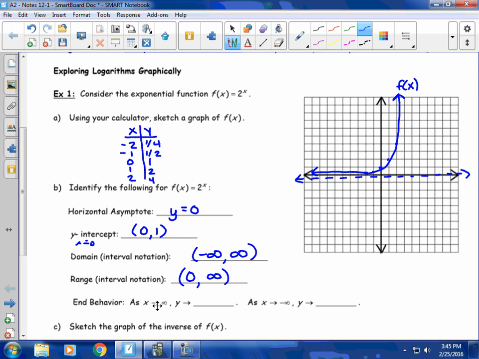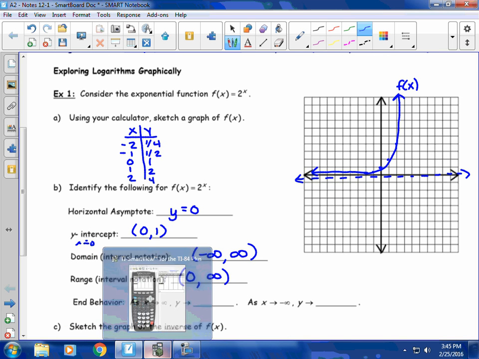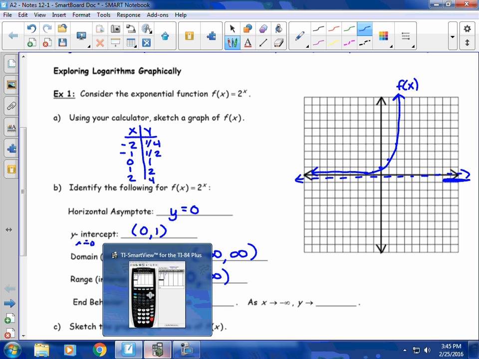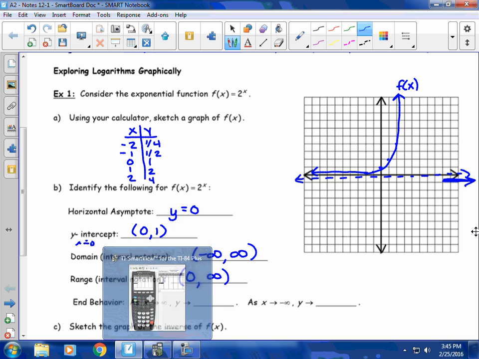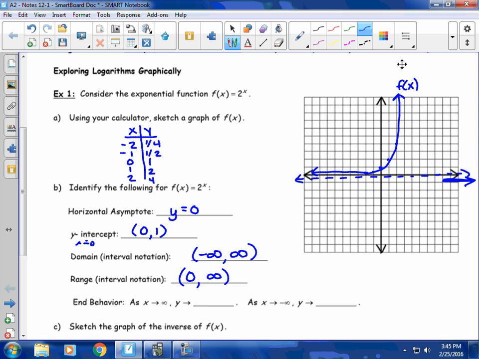End behavior, you've seen this before too. As x goes to infinity, so here's my x values. As they're going to infinity out this way, what's happening to the y values? They're also going to infinity. Okay, how about as x goes to negative infinity? As x gets this way, what's happening to these y values? They're not going to negative infinity because they're not down here or anything like that. They are approaching the line y equals 0.